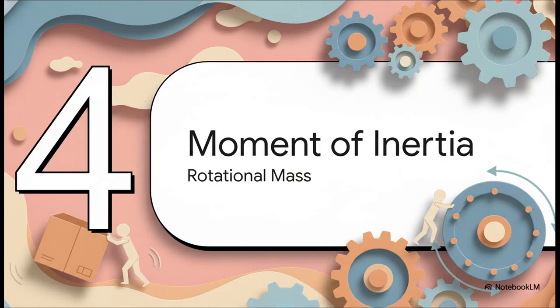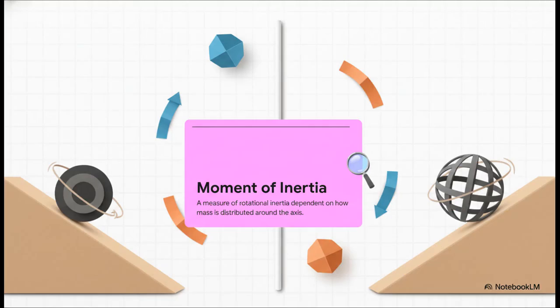Section 4, moments of inertia, the rotational analog to mass. We all know that mass resists linear acceleration. Like a heavy box is super hard to push, right? But what resists rotational acceleration? Well, what's crucial to understand here is that the moment of inertia is not just a fixed, static number for a given object. If you change the axis of rotation, you completely change the inertia.